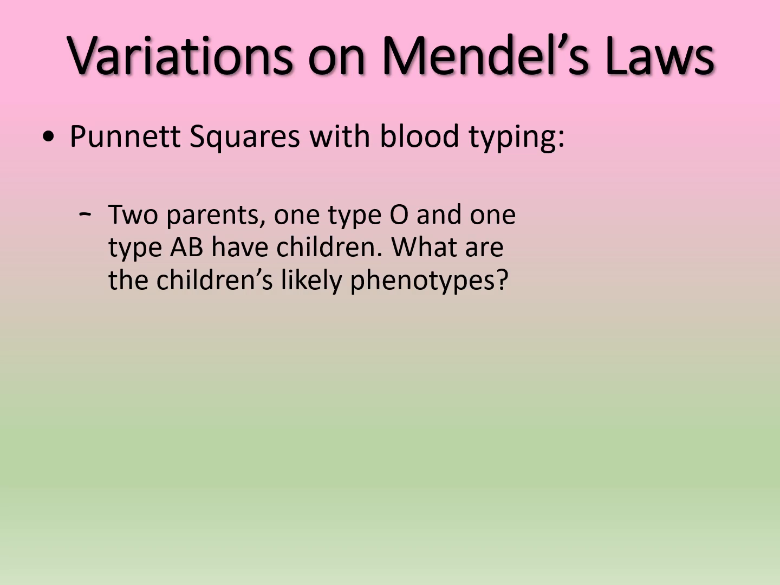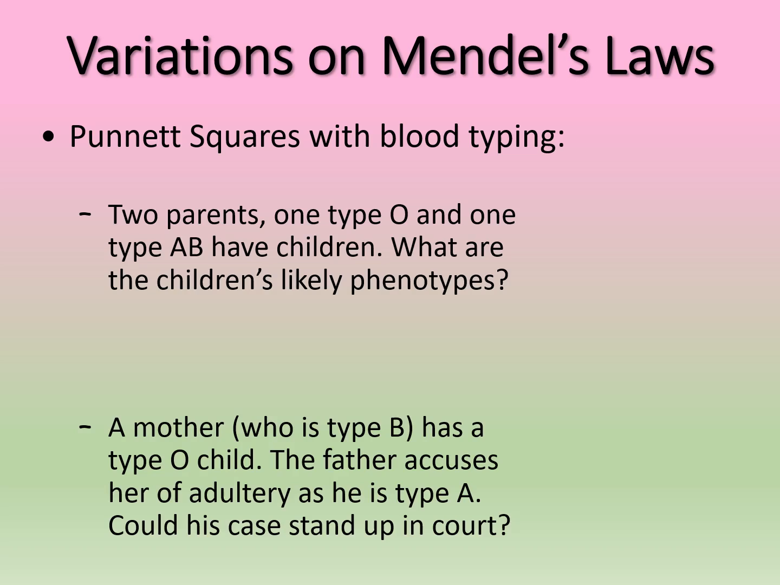So again, you're going to want to do a Punnett square to get those genotypes, which will give you the phenotypes. And our second question is, you have a mother who is type B, has a type O child. The father accuses her of adultery because he says he's type A and therefore couldn't have a type O child. And so the question you're answering is, could his case stand up in court, or could they have a child that is type O? So again, go ahead and pause the video and make your Punnett squares, and then we'll go through the answers.